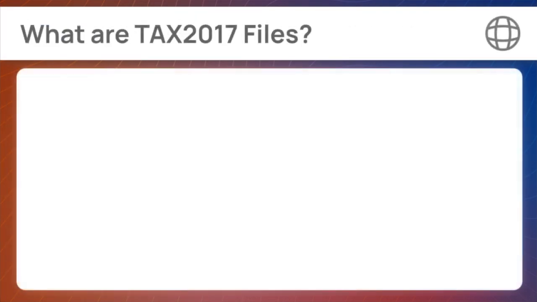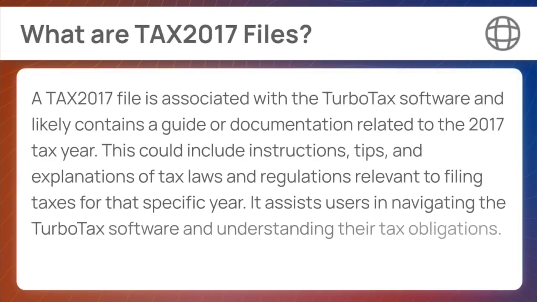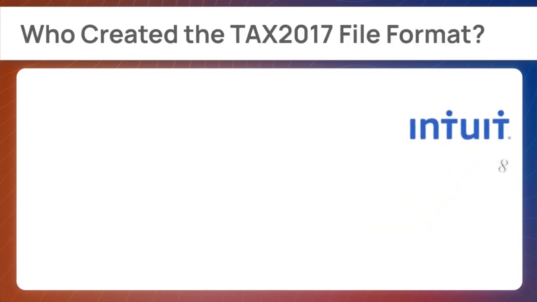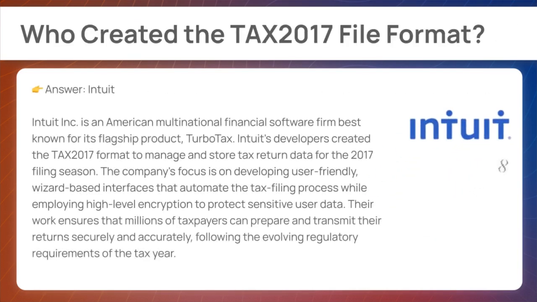A TAX 2017 file is associated with the TurboTax software and likely contains a guide or documentation related to the 2017 tax year. This could include instructions, tips, and explanations of tax laws and regulations relevant to filing taxes for that specific year. It assists users in navigating the TurboTax software and understanding their tax obligations.